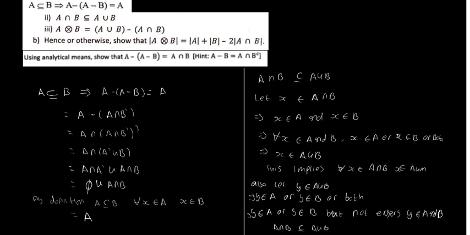Another way that I personally feel is a bit easier is the table method. So we're going to create a table here. We're going to have A intersection B and A union B. The numbers here are in binary. If we have a 0, it means it's not an element. If we have a 1, it means it's an element.